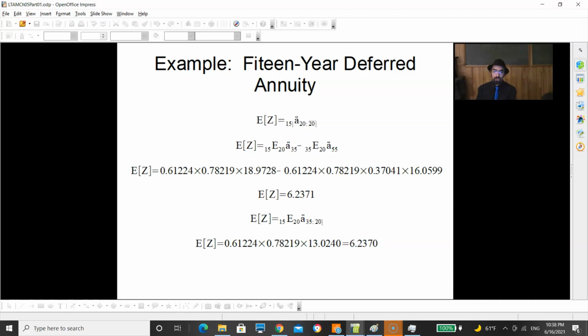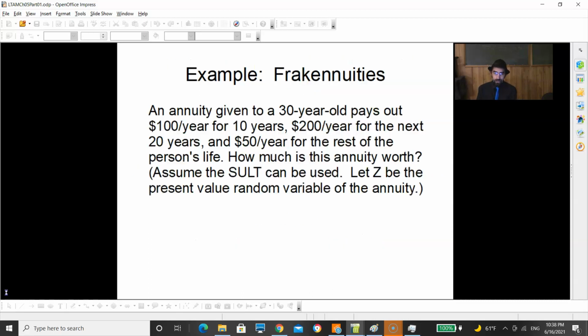So with all this discussion about deferred annuities and term annuities, you realize, wait a minute, that's piecewise. I'm kind of turning the annuity off and turning it back on. You might make the mental connection between that and the Frakennuities that I was talking about in Chapter 4. And yeah, that's where I'm going with this. Welcome to Frakennuities, where you just Frankenstein together a couple of different annuity policies.